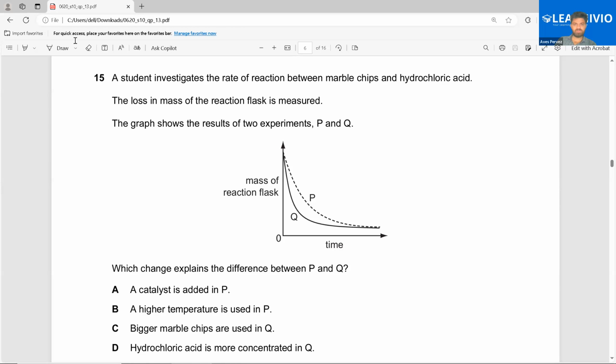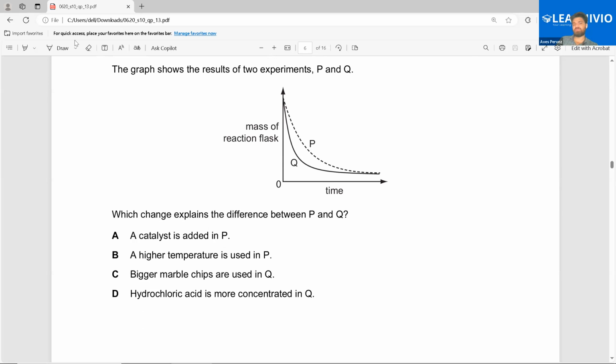No, because it is taking less time. P takes less time than Q. It's faster, Q is becoming slower. So the answer is D. And the temperature is higher in P? No. P is a slower reaction. Bigger marble chips means less surface area, so it will not react faster in Q. Okay, D is the correct option. Hydrochloric acid is more concentrated than in Q.